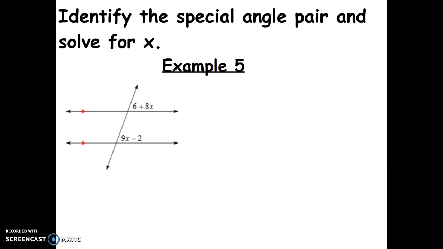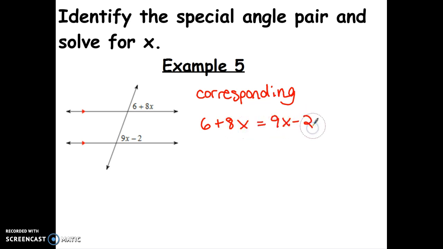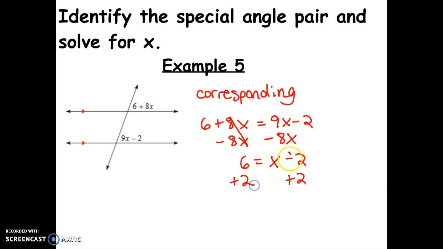And our last example. These angles are in the same place at the different intersections, so these are corresponding angles. And they are congruent, so we're going to set them equal to each other. So 6 plus 8x equals 9x minus 2. We can solve this by subtracting 8x on both sides. So we're left with 6 equals x minus 2. And now we'll add 2 to both sides. So we're left with 8 equals x, or x equals 8.